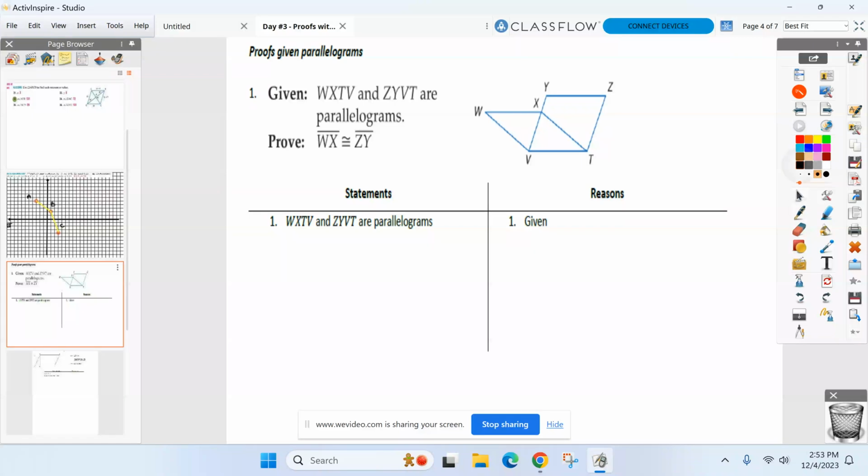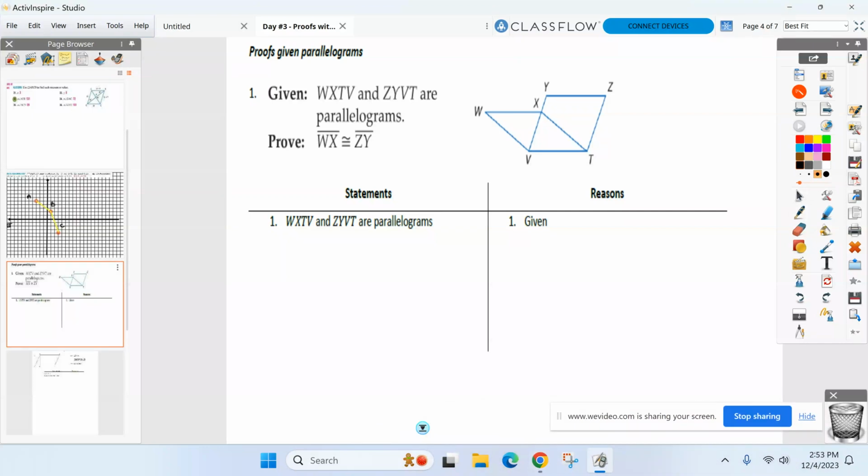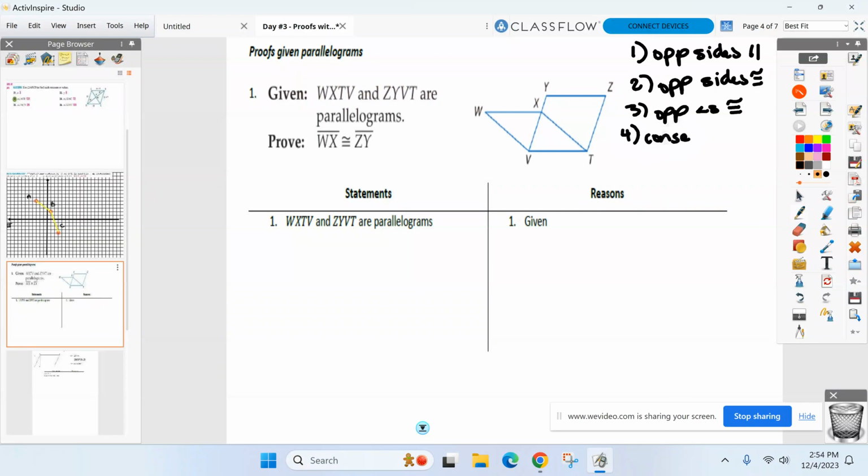Okay, so for your day 3 notes, yesterday we talked all about a parallelogram and its properties, and applied them to some algebra questions. Now what we want to do is apply all those properties to our proofs. So quick reminder of our properties: opposite sides parallel, along with opposite sides being congruent, opposite angles congruent, consecutive, 2 in a row, consecutive angles supplementary, and finally diagonals bisect each other.